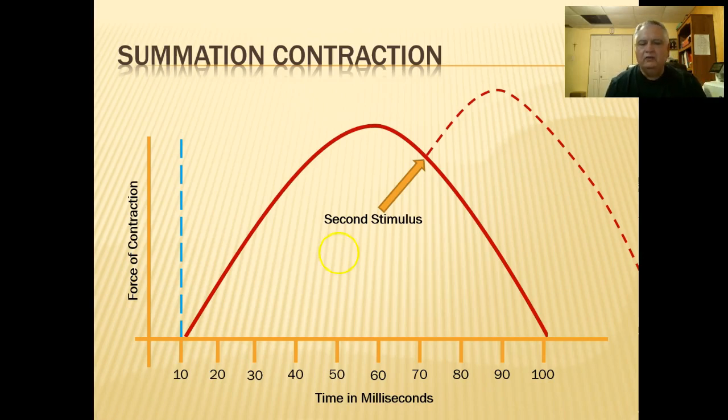Okay, I should mention here that a single twitch contraction does not generate enough force physiologically to actually cause body movement. Neither does a summation contraction when we apply just a second stimulus. Yes, the tension is greater, but let's use this imaginary line right up here. It's still not great enough. This is where we'd have to get in order to cause effective body movement. But we do get this summative effect, so the magnitude is increased.